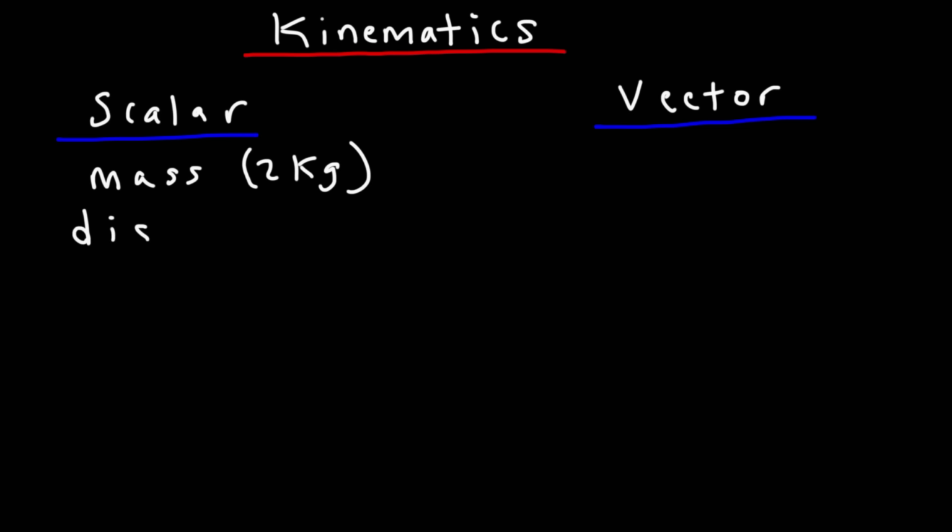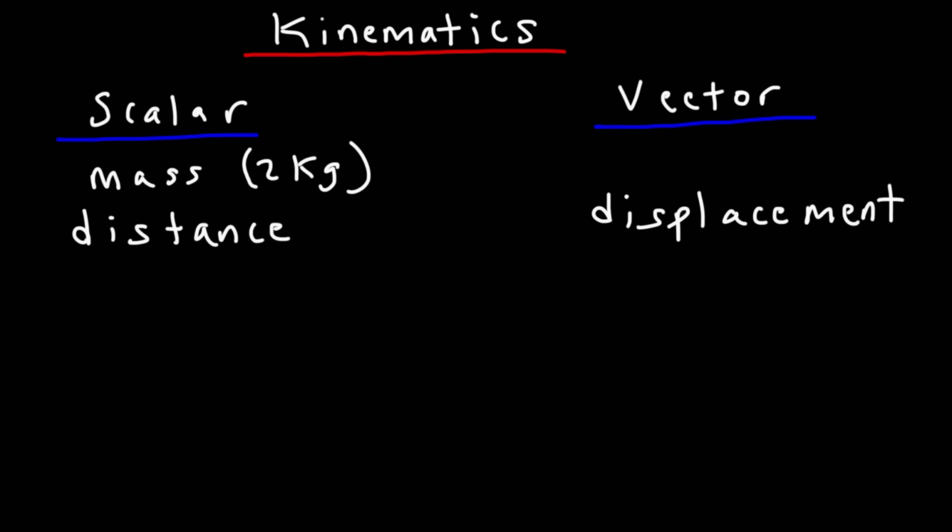Distance is a scalar quantity, and displacement is a vector quantity. Displacement, you can think of it as distance with direction. So let's say if a person traveled 15 meters, you're basically describing the person's distance because you didn't mention direction. But let's say if someone traveled 15 meters east, now you're describing displacement. You're describing not only how far he traveled, but also where he traveled. So think of displacement as distance with direction.